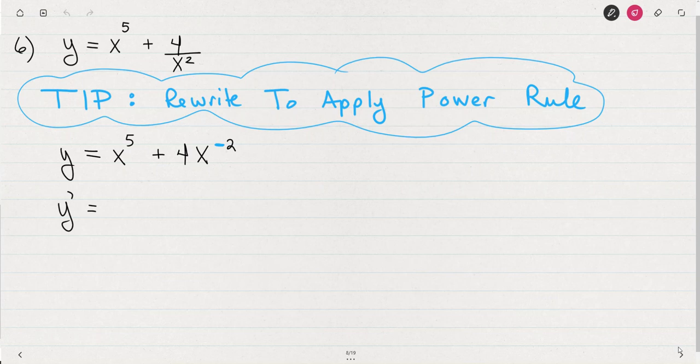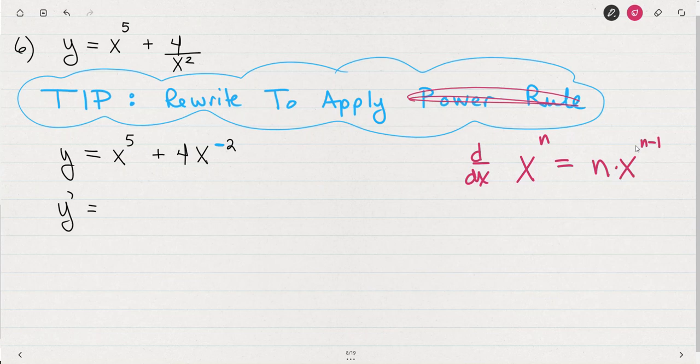This first example, y equals x to the fifth plus 4 over x squared. Here's the tip I'm going to draw your attention to. Whenever you can, you want to rewrite the function to apply the power rule. Remember the power rule: the derivative with respect to x of x to some power n is equal to n times x to the n minus 1.